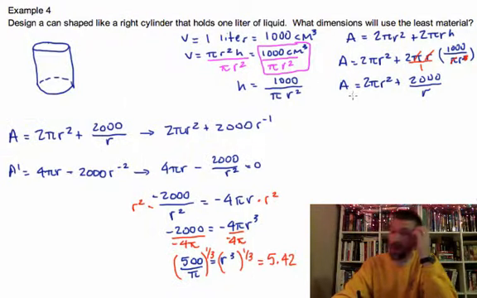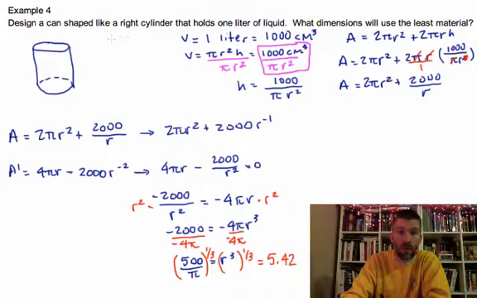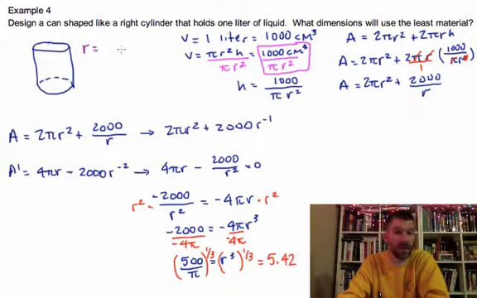All right, so we found part of the problem here. We found the radius of the right cylinder. So remember on this, we had two variables here. We had a radius and a height. So the radius of my right cylinder can is 5.42.